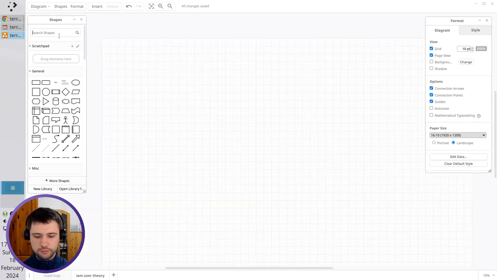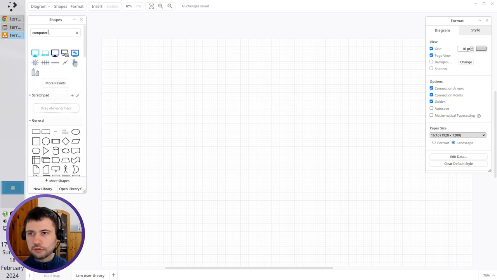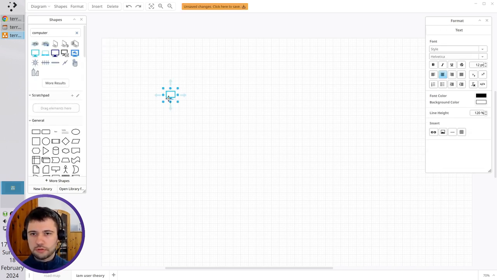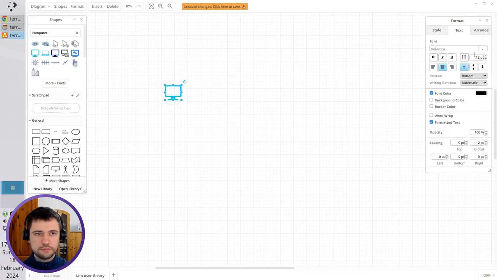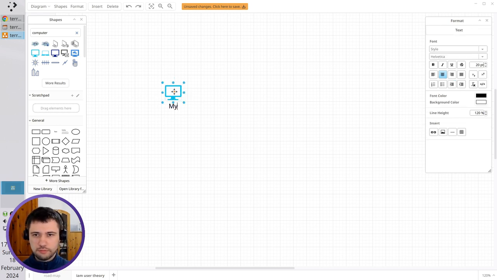And what do I have? I have my computer. There it is. This is my computer. I will increase the font. And it is my computer with Terraform.